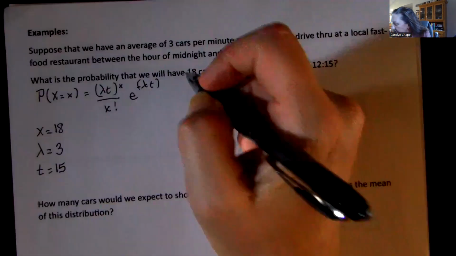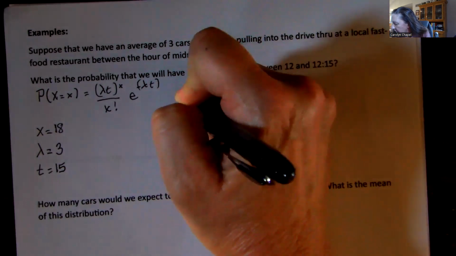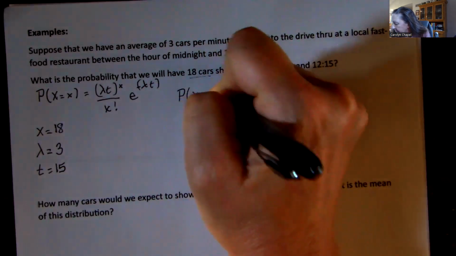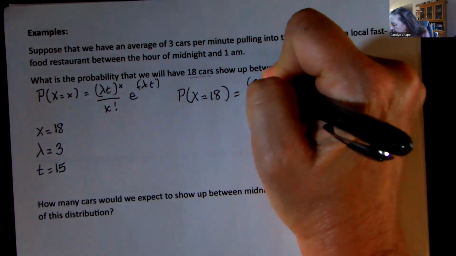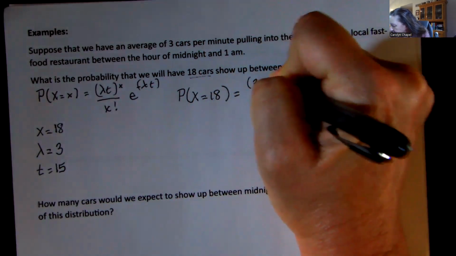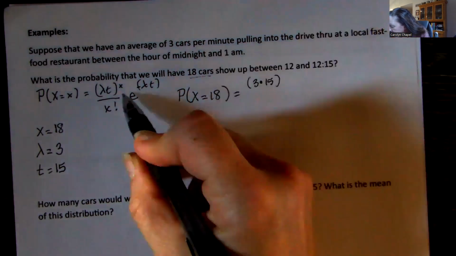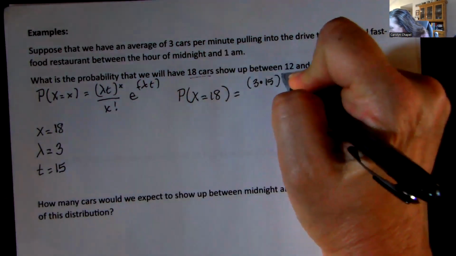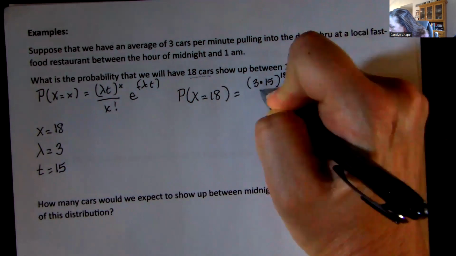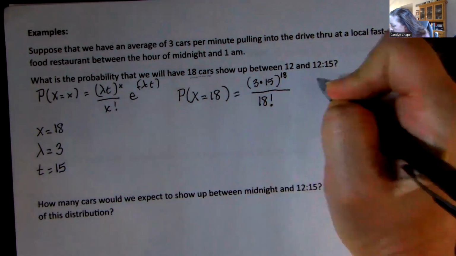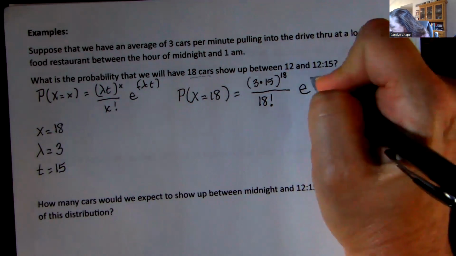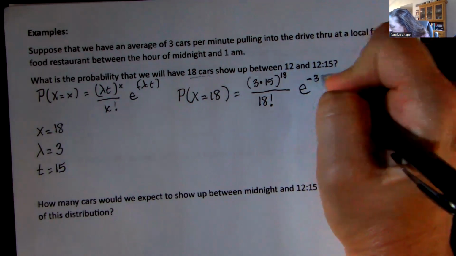All right, and now we're ready to put things into our formula. So we have this 3 times our 15, and we're going to be raising that to the 18th power. And then we're going to be dividing it by 18 factorial. And then we'll have this e to the negative 3 times 15.